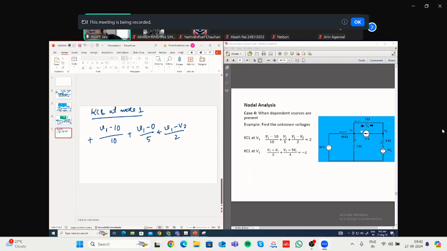And through this branch, current is entering. This 2 ampere current is entering this node, so minus 2 will be equal to 0. Okay, so you can simplify this. V1, same equation: V1 minus 10 by 10 plus V1 by 5 plus V1 minus V2 by 2 will be equal to 2. This minus 2 you can take on the other side. Now you are applying the KCL equation at node 2.